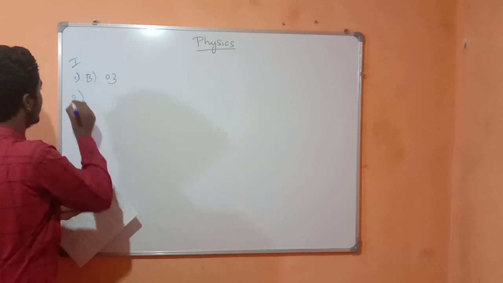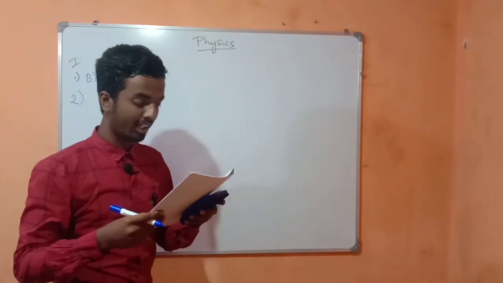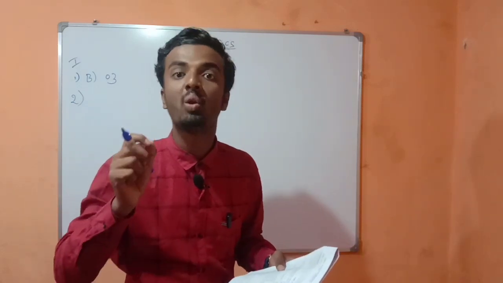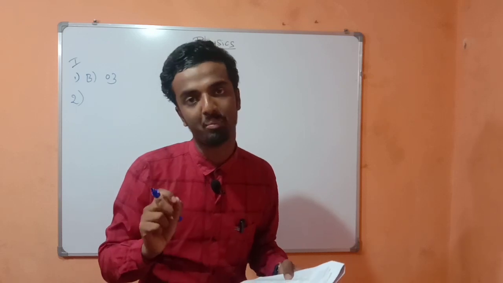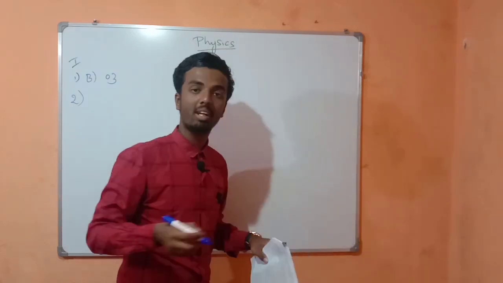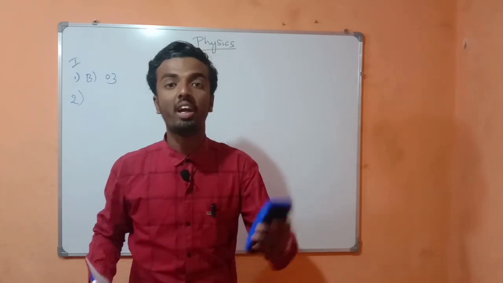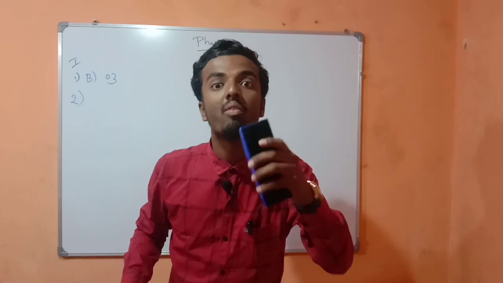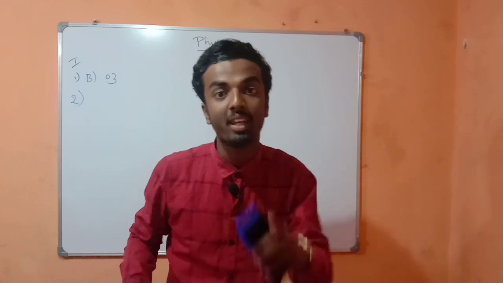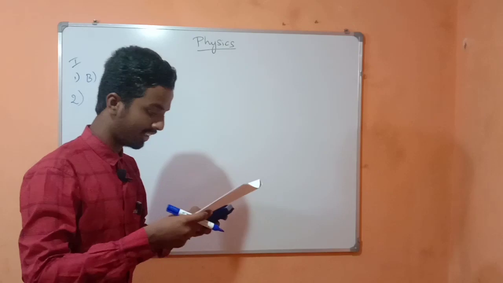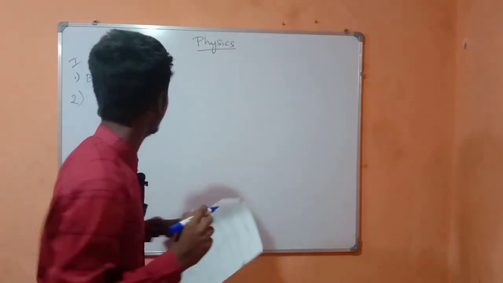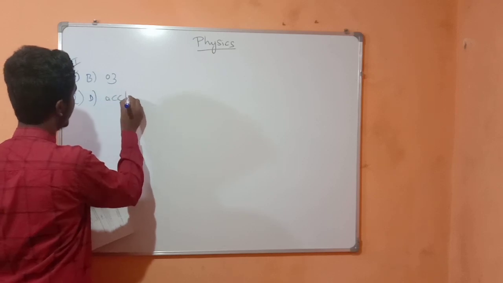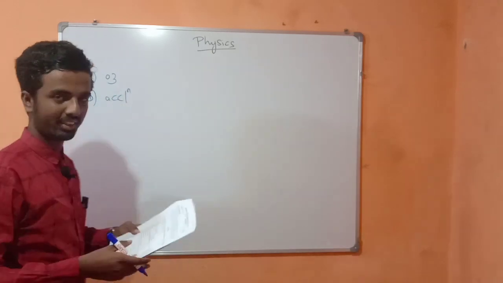Let us see the second question. They are asking what the slope of a velocity-time graph gives. What do you mean by a velocity-time graph? It is the VT graph. The area under the VT graph gives us displacement. Am I correct? And the slope of the VT graph gives us acceleration, children. That is acceleration, option D.